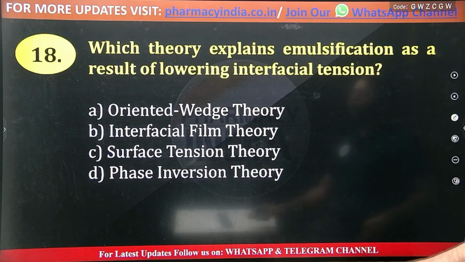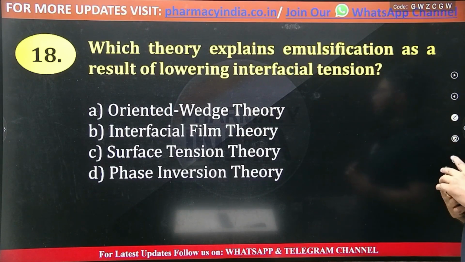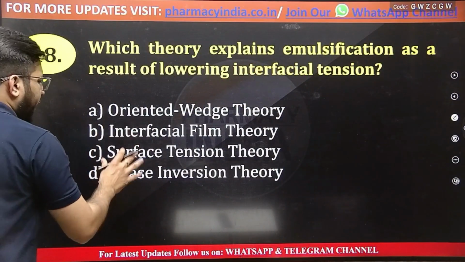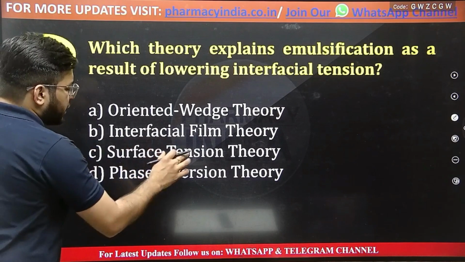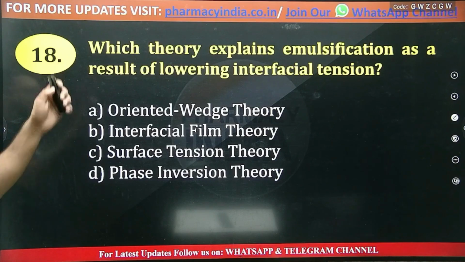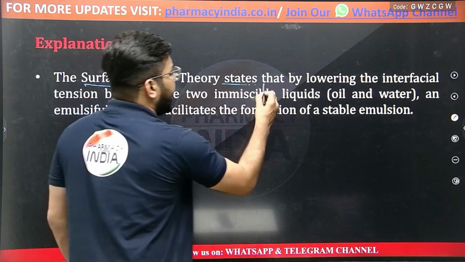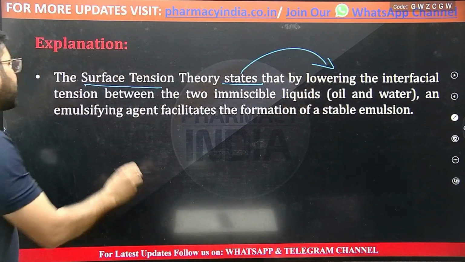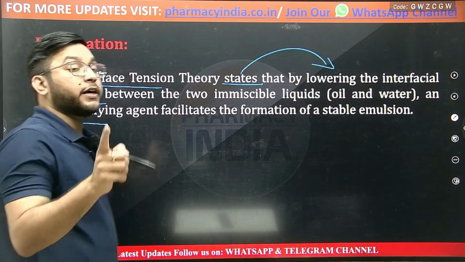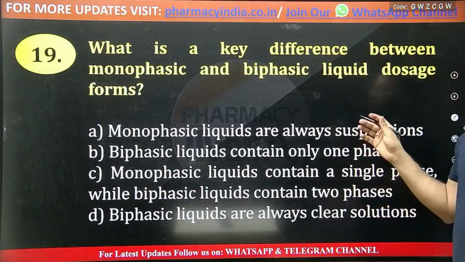Which theory explains emulsification as a result of lowering interfacial tension? Means which type of theory explains? The options are oriented wedge theory, interfacial film theory, surface tension theory, or phase inversion theory. So in the question asked, that is the surface tension theory. The surface tension theory states that by lowering the interfacial tension between the two immiscible liquids, an emulsifying agent facilitates the formation of a stable emulsion. Yes. Now moving on to the next question.